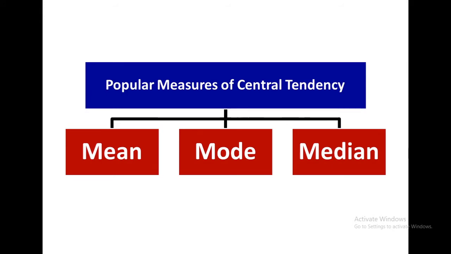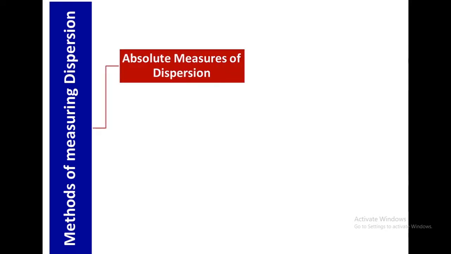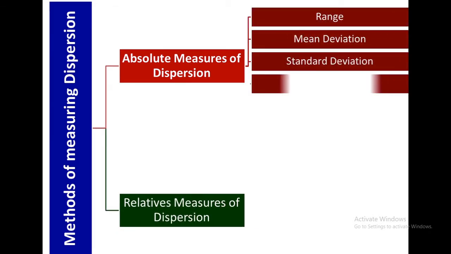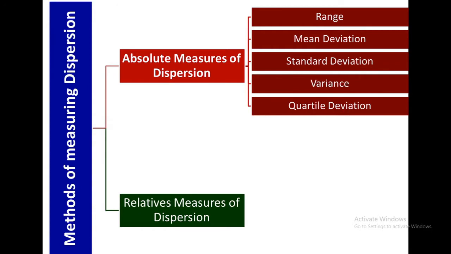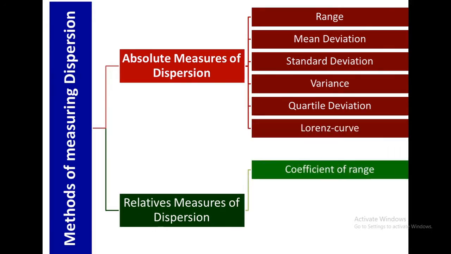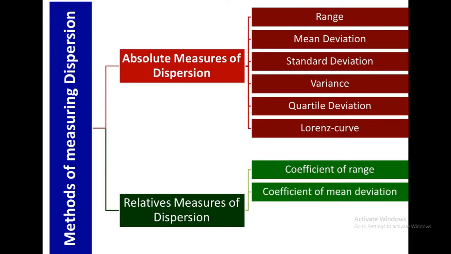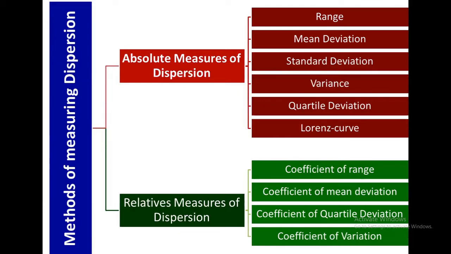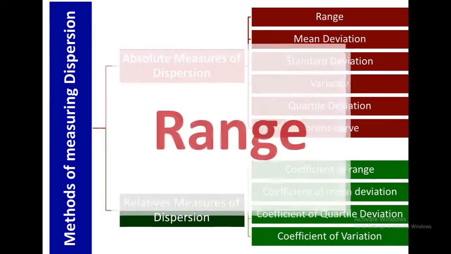But in similar fashion, there are different ways to calculate how spread out the data set is, such as absolute measures of dispersion like range, mean deviation, standard deviation, variance, quartile deviation or Lorenz curve, and relative measures of dispersion like coefficient of range, coefficient of mean deviation, coefficient of standard deviation, coefficient of quartile deviation and coefficient of variation. Among them, the easiest and crudest measure of spread is called the range.